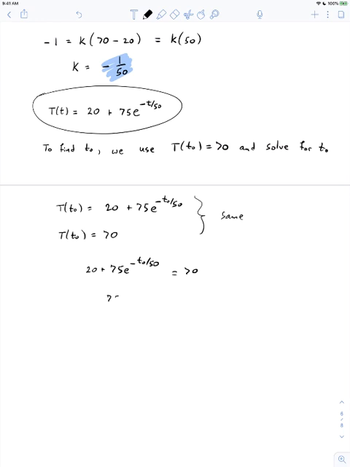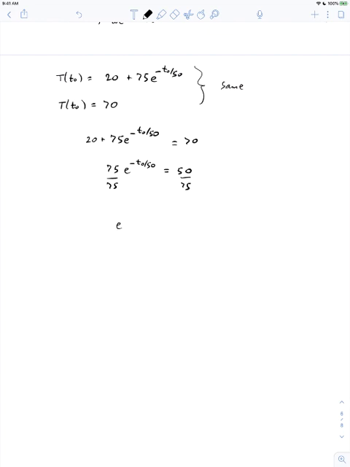So subtract 20 from both sides. 75 e to the minus t/50 is equal to 50. And then divide by 75. That gives us e to the negative t/50 is equal to 50 over 75, which is 2/3. If you divide the top by 25, you get 2, and if you divide the bottom by 25, you get 3. Now what we need is to get that t0 out of the exponent.